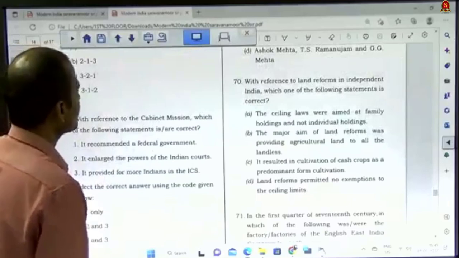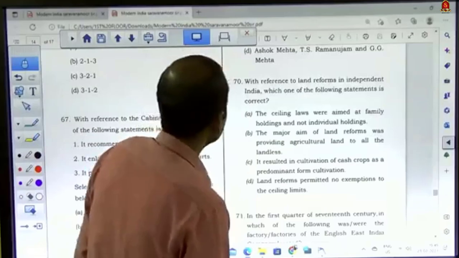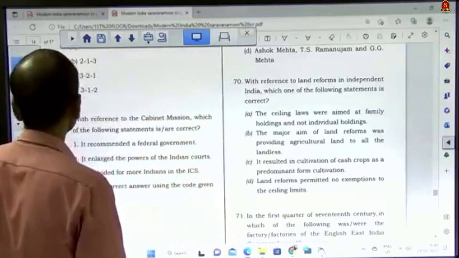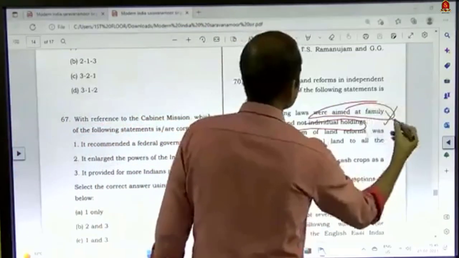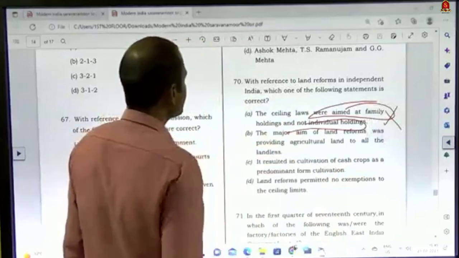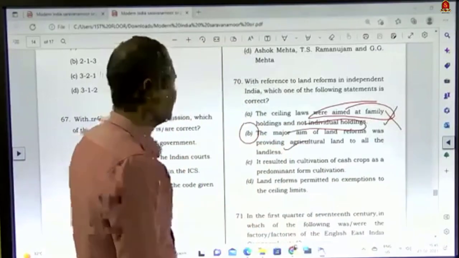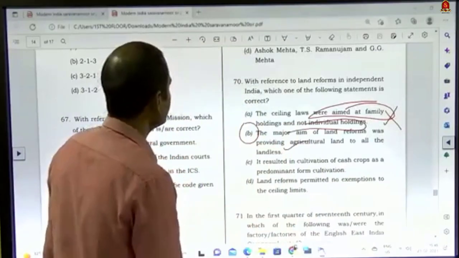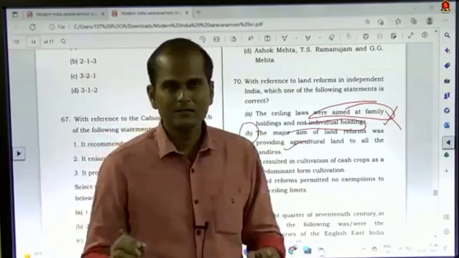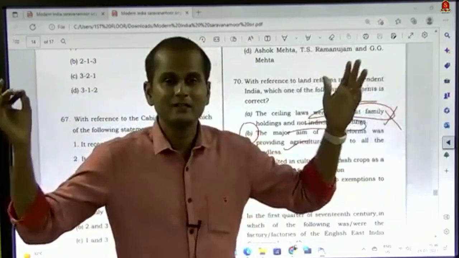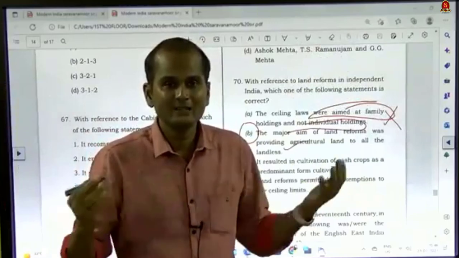With reference to land reforms in India, which of the following statements are correct? The ceilings were aimed at family holding and not individual holding. Actually, both individual holding as well as family holding. So, first statement wrong. The major aim of land reform was providing agriculture to all. Yes, that's the main, first and foremost aim. It resulted in cultivation of cash crops as the predominant form of cultivation. No, actually, keep it in mind. If you want cultivation of cash crops, you need land consolidation, not land fragmentation. Land reform, land ceiling led to land fragmentation.